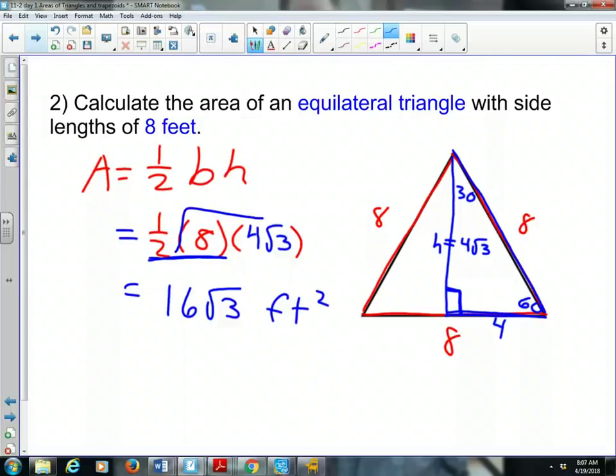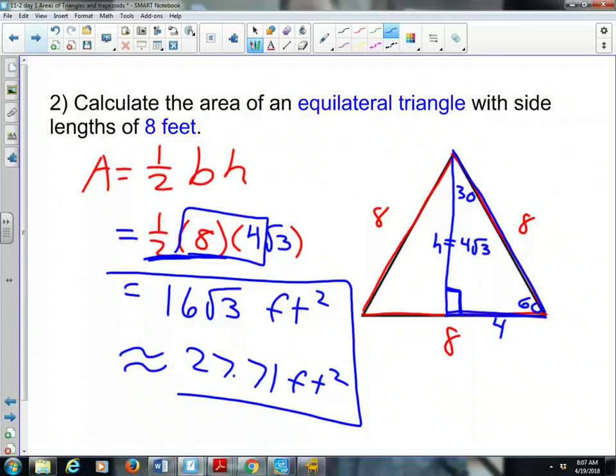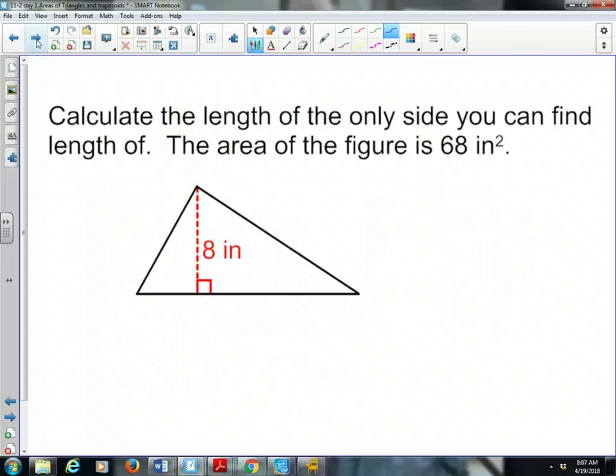Or if you want to, you could multiply these two first and get 32. Half of 32 is 16, so again, 16 root 3. If you multiply 16 times the square root of 3, you would get an approximate answer of 27.71 square feet. Okay, both of those two answers I want you to have down. One is the exact answer, the other is the approximate.